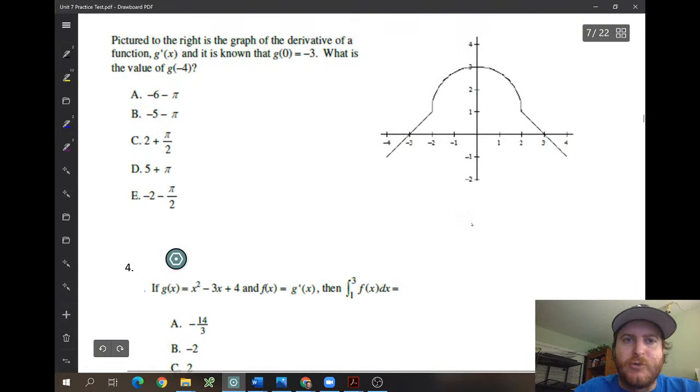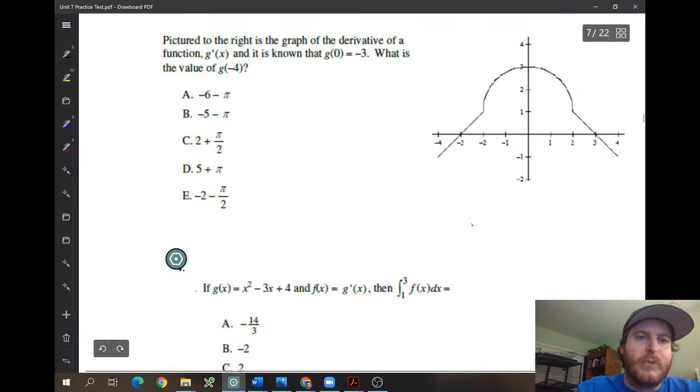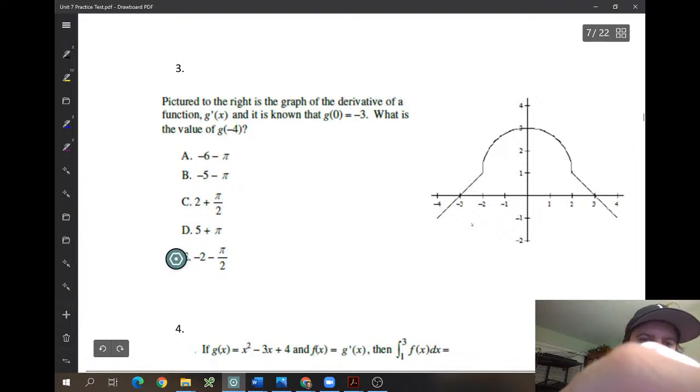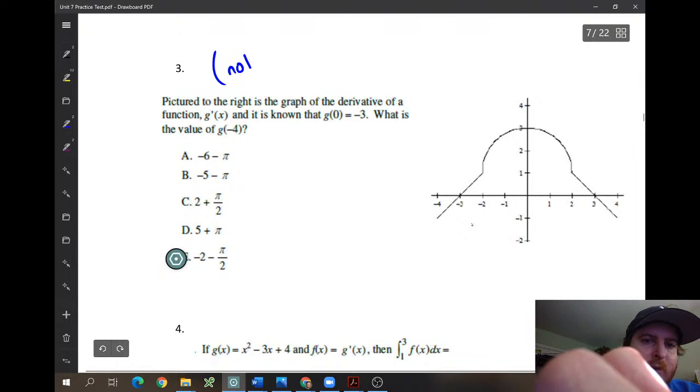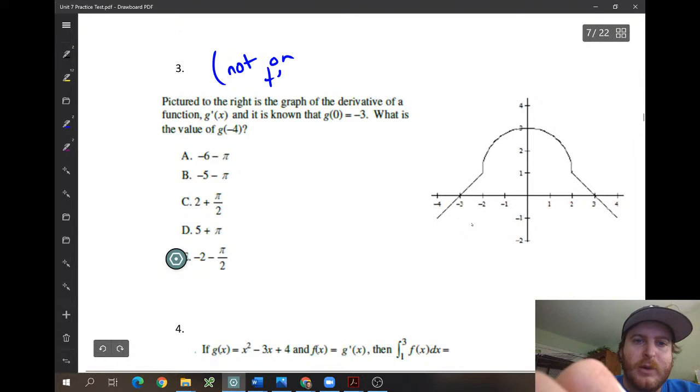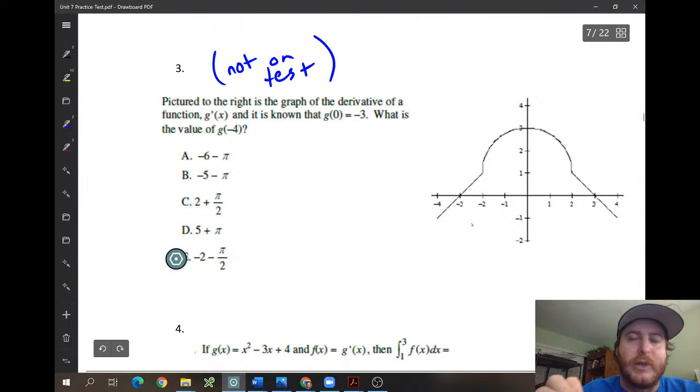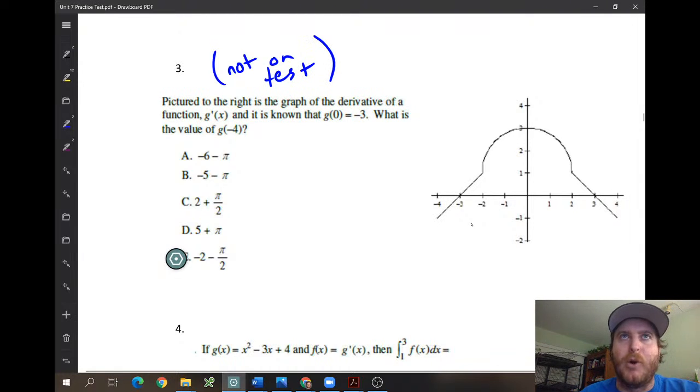Next, pictured to the right is the graph of the derivative of a function, g prime of x. And it is known that g of 0 equals -3. What is g of -4? Again, this is more back to last semester, but I just wanted to throw it in there. I'll be super honest that number 3 is probably not going to be on your test, but I may do it as a bonus, okay? So it might be a bonus.